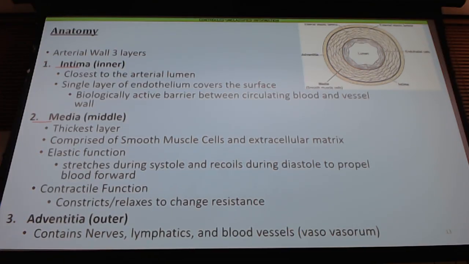And then the outermost layer, the adventitia, is where all of your support structures are located. So the blood vessels that actually provide the nutrients to that part of the artery come in here. The nervous system, so that your sympathetic and parasympathetic nervous system can regulate the tone of that vessel, is all located in this position. So that would be the outermost layer, the adventitia.